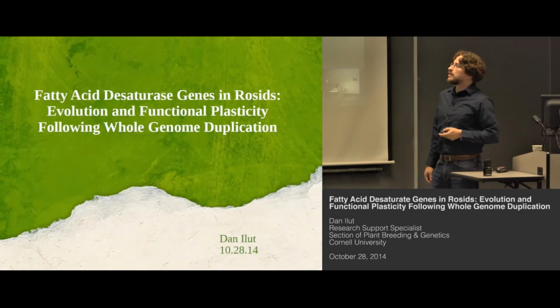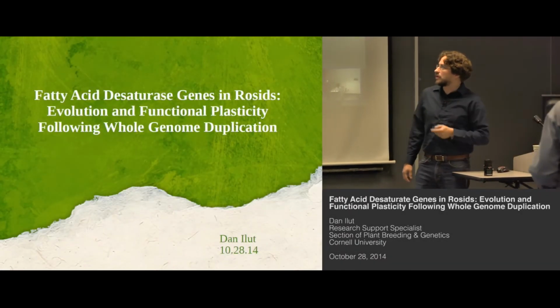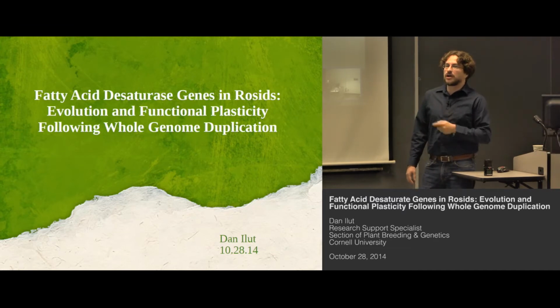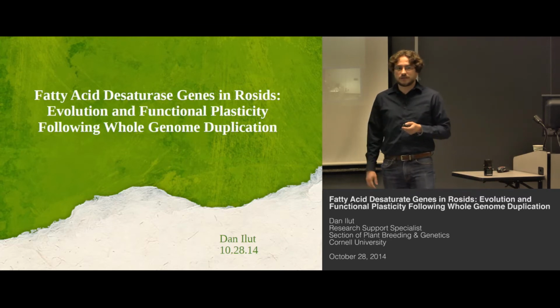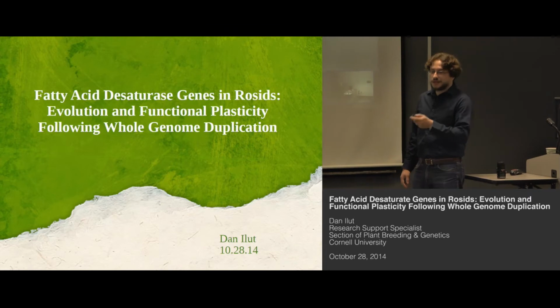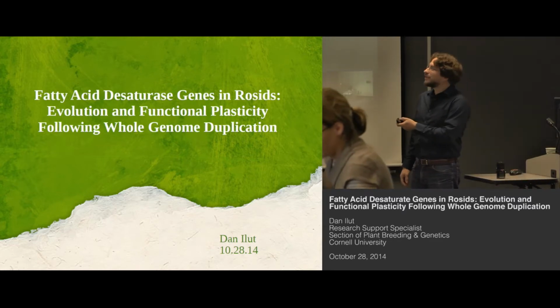So the main topic is going to be fatty acid desaturase genes in Rosids. And it's a three-part talk, really. It's about the fatty acid desaturase pathway and genes and characterizing that in some species. It's the evolutionary story behind these genes. And then, if time permits, at the end, I'd like to give a very brief introduction of what I actually do with Mike in this department.